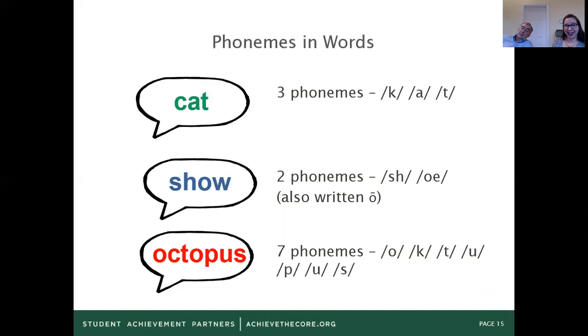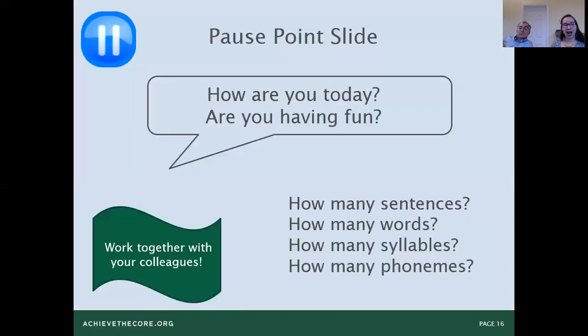It can be challenging. Some of you might have found it quite easy, but the key here is not how many phonemes are in words, but whether you can hear them and whether you can help students to build the skill to hear them as discrete sounds.